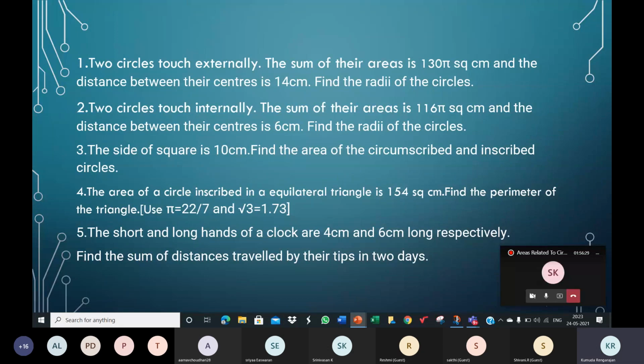Find the sum of the distances. Distance, not area. Read every word in the question carefully. Find the sum of the distances, not the area they sweep on the face of the clock. Find the sum of the distances traveled by their tips, the tip of the short hand and the long hand. You should find the distance they travel in 2 days. Yes, you can give it a thought first and then we'll see the answer.